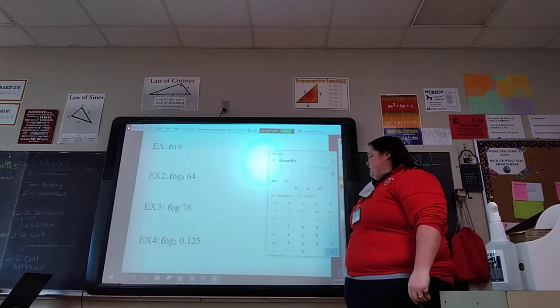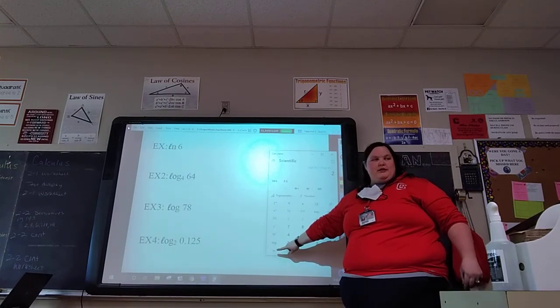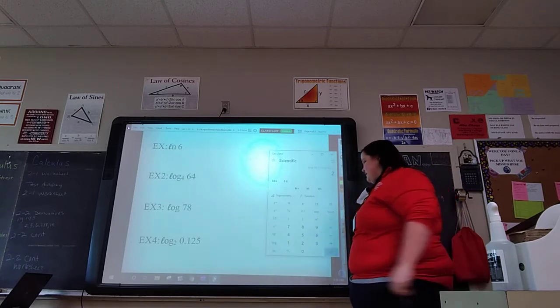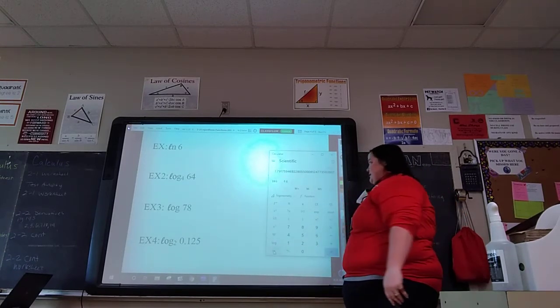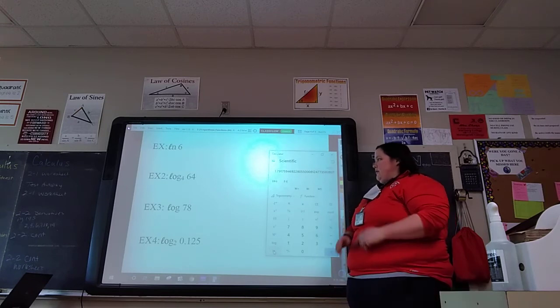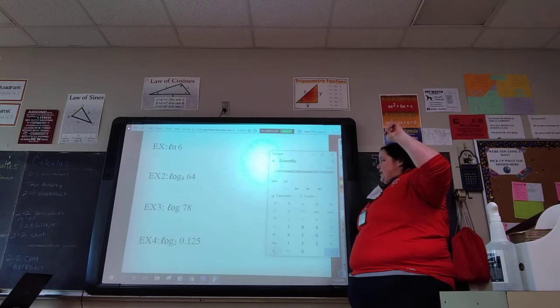Alright, so ln has its own special button on any calculator that you use. So to solve ln of 6, just type ln 6. Up here I have to do 6 and ln, but it's the same idea. Okay? And again, I want you to round to 3 decimal places, so ln of 6 is 1.792.